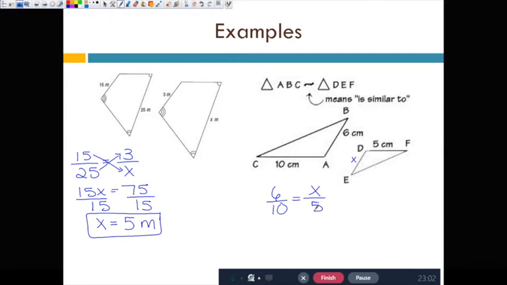5. So I'm going to multiply 10 times x and get 10x. 6 times 5 and get 30. Then I'm going to divide by 10, and x is going to equal 3 centimeters.